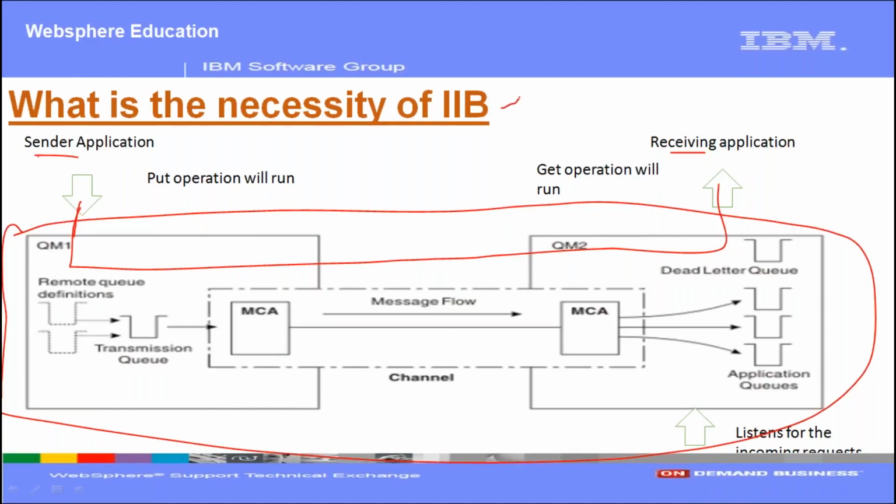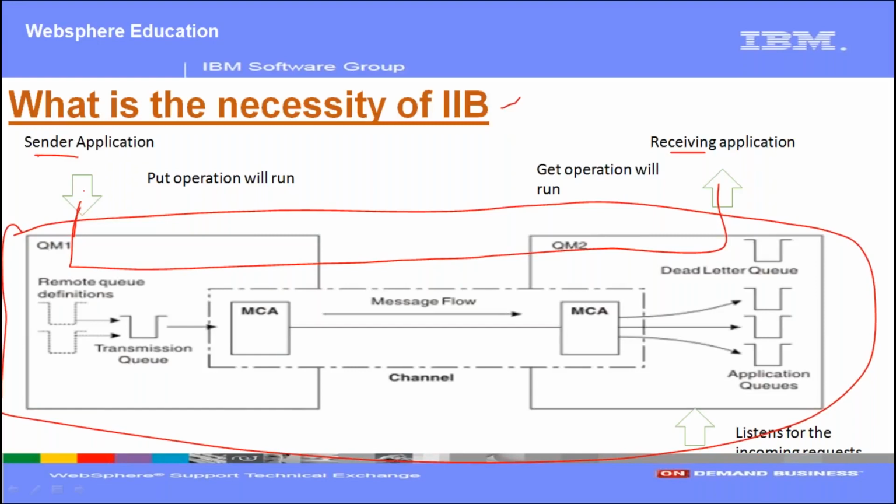Why, when we have MQ? Because with the help of MQ, we are able to successfully transport messages from one application to another application. Now the question is, why do we need another technology called IBM Integration Bus? I will tell you now.